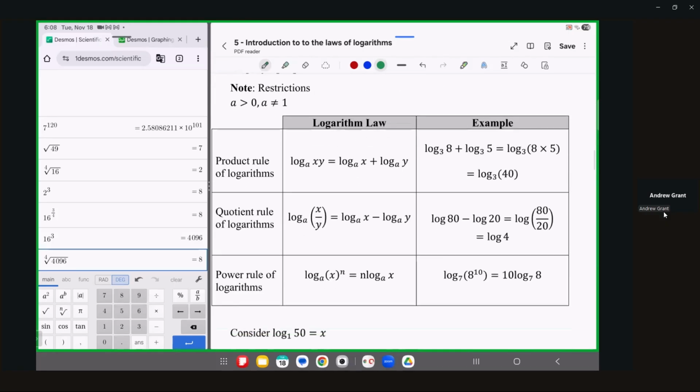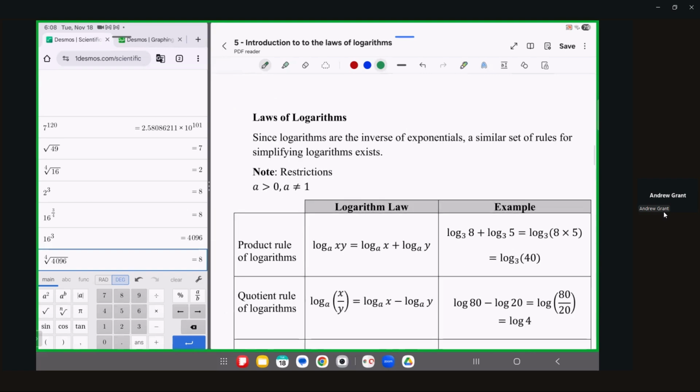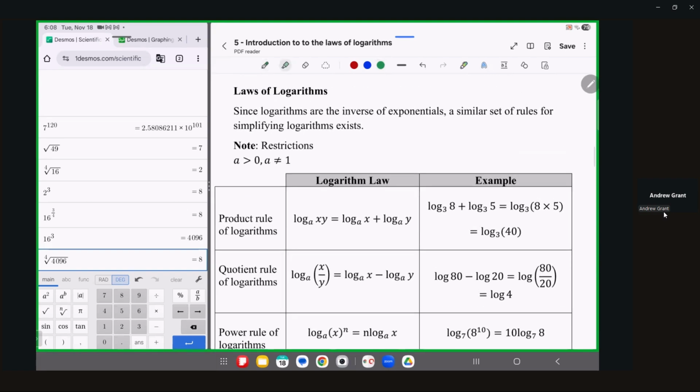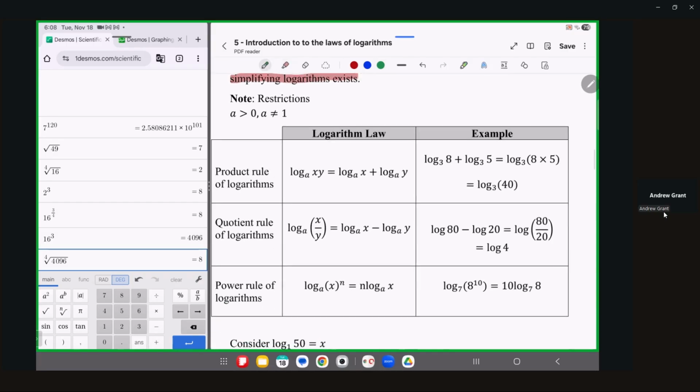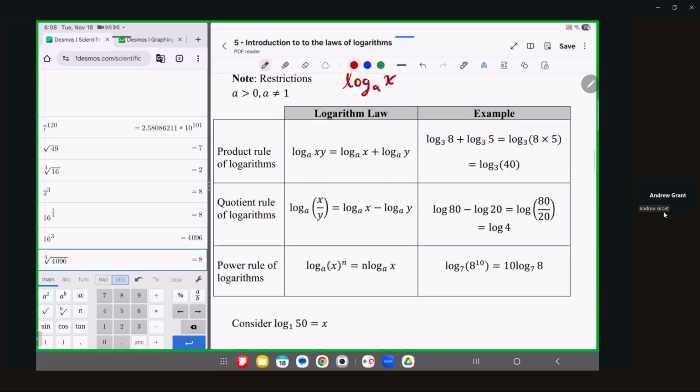Okay. And so I have a little review section here, or a learning section, I should say, on the laws of logarithms. Since logarithms are the inverse of exponentials, a similar set of rules for simplifying logarithms exist. Our restriction is if we're dealing with things of the form log base a of x, we make the stipulation that a is greater than 0, because we can't take the log of a negative number. That doesn't make any sense. And we also make the restriction that a cannot be equal to 0, which I exemplified down below.